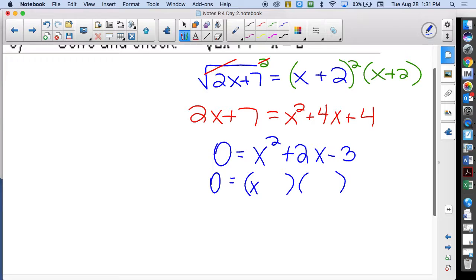Brandon, in the parentheses, what would the 2 factors be after you? Negative 1 and positive 3. Good. So x is positive 1 and negative 3.